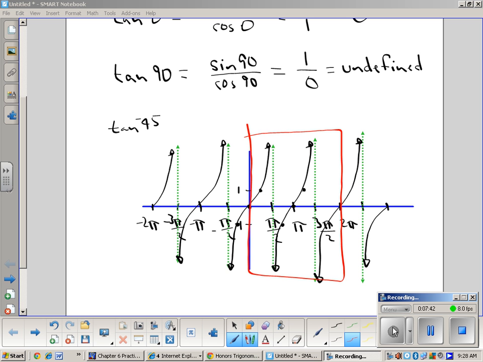On pages 396 and 397, there are properties of a tangent graph, properties of a cotangent graph, and then page 397 is cosecant and secant. We'll talk about them in just a minute. Take a minute to copy down the properties of a tangent and properties of a cotangent graph on page 396.